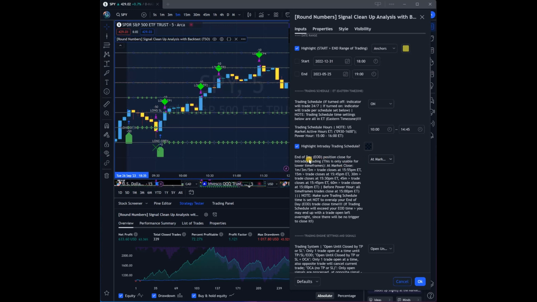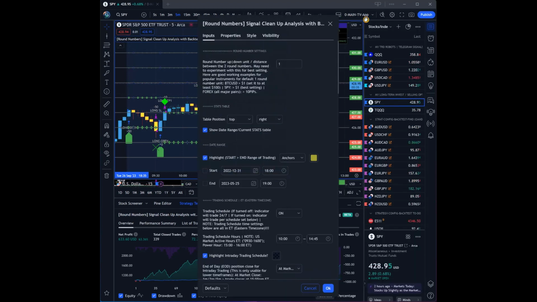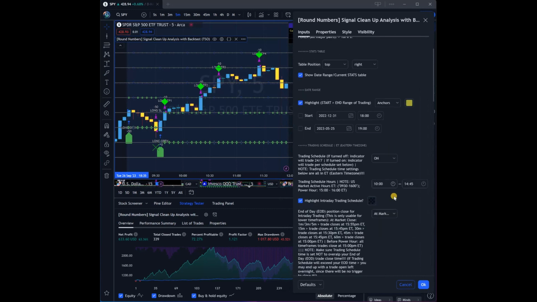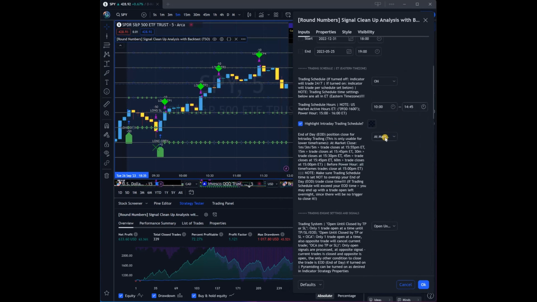Besides that, there's an end of day position close setting, which can be at market close or before power hour, or completely off. And the script will assume you hold the position overnight, and it will never be closed unless it's closed by stop loss or take profit. As you know, power hour is the last hour of the intraday trading session. US session goes from 3 to 4 p.m. Eastern time, and usually the big moves may happen during the power hour, so some don't like to trade it.